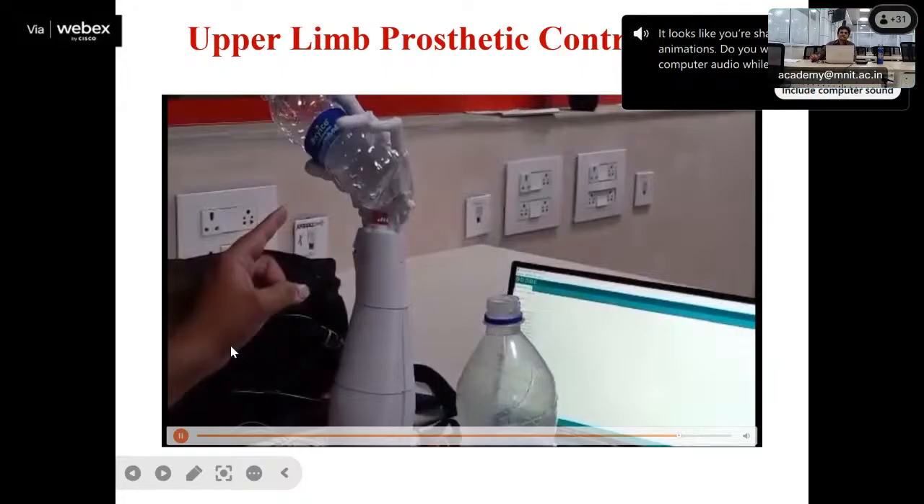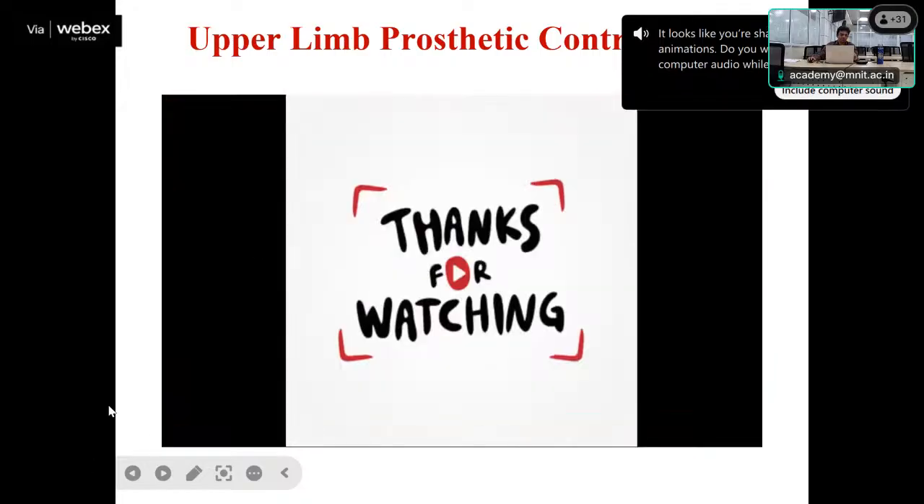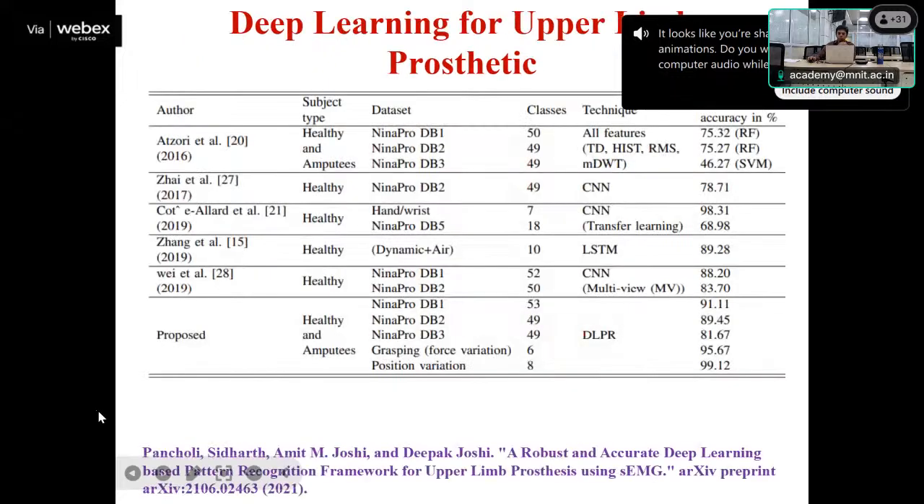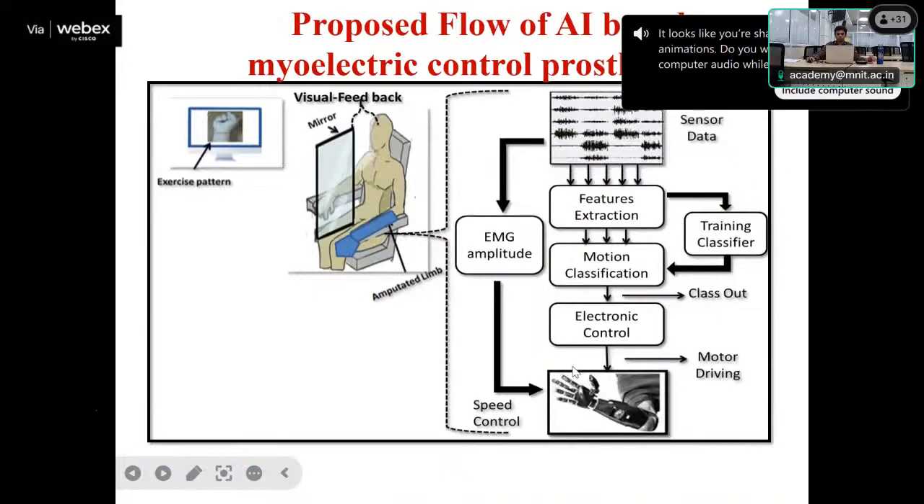Okay. So this is a solution which we have developed at our laboratory, and we have supplied it to Bhagwan Mahavir Viklang Kendra, which is just adjacent to our college, where they are using this solution very effectively. Okay, so the deep learning upper prosthetic arm that we have developed has been compared with various other algorithms. We observe that ours has the best performance out of all.